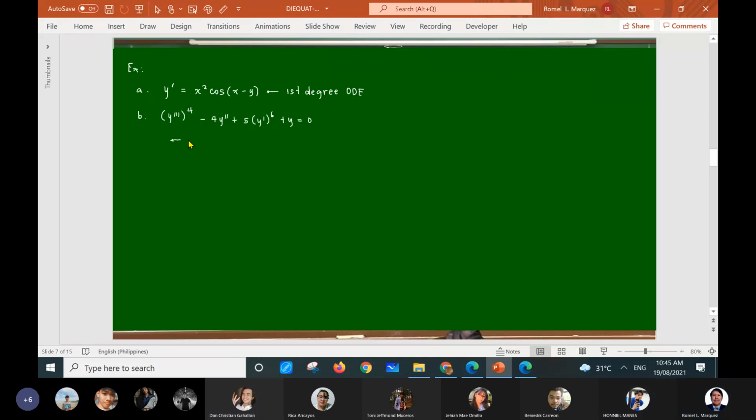So what's the degree? 12? No. 8? Why 8? It is 4. It is the exponent of the highest derivative involved. If, let's say, there are 2 third derivatives, you look at the higher one. Let's say there is still another third derivative. The exponent is 7. It is 7th degree.